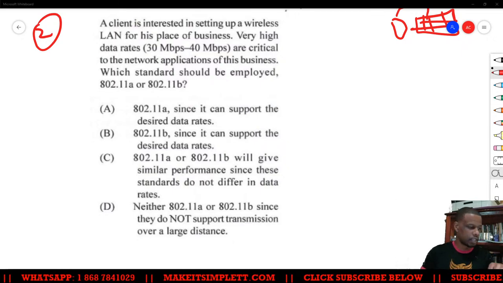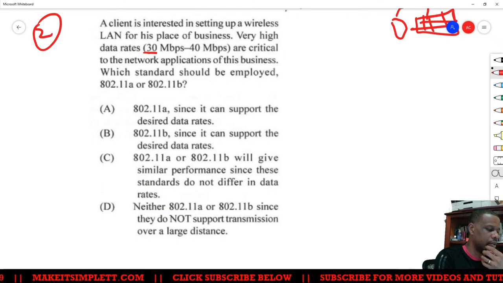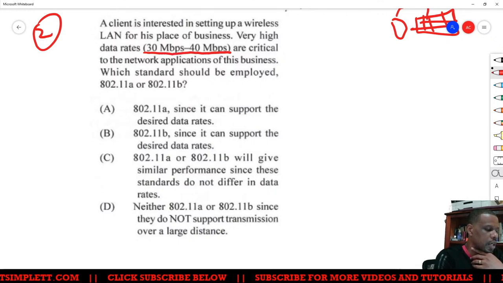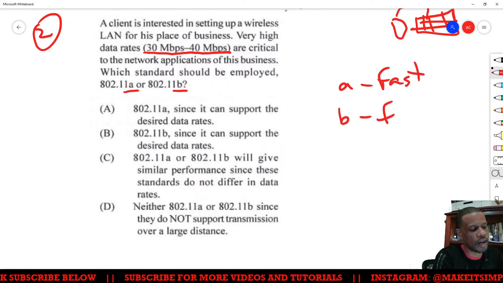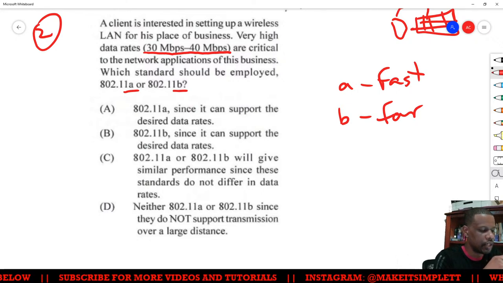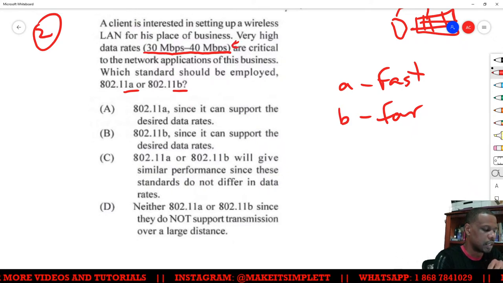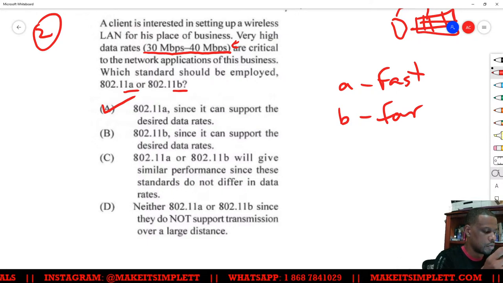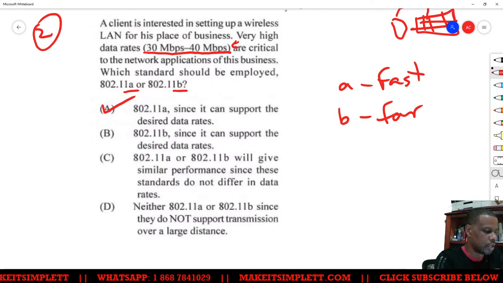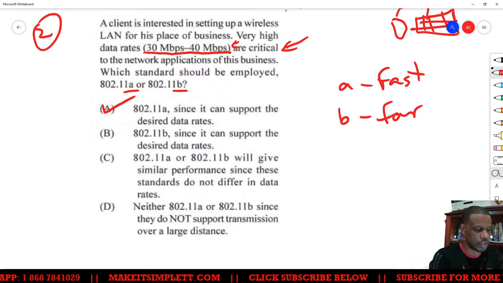So what I was saying is, a client is interested in setting up a wireless LAN for his place of business. Very high data rates are critical, so you really want the fastest Wi-Fi. Which one should you use, A or B? Well, A is usually fast, B is usually far. That's an easy way to always remember it: A is fast, B is far. If you want 30 to 40 megabits per second, you're looking at A. They didn't say anything about large distances, only that high data rates are the critical part, so A will be your answer. If you wanted to go far, you would use 802.11b.